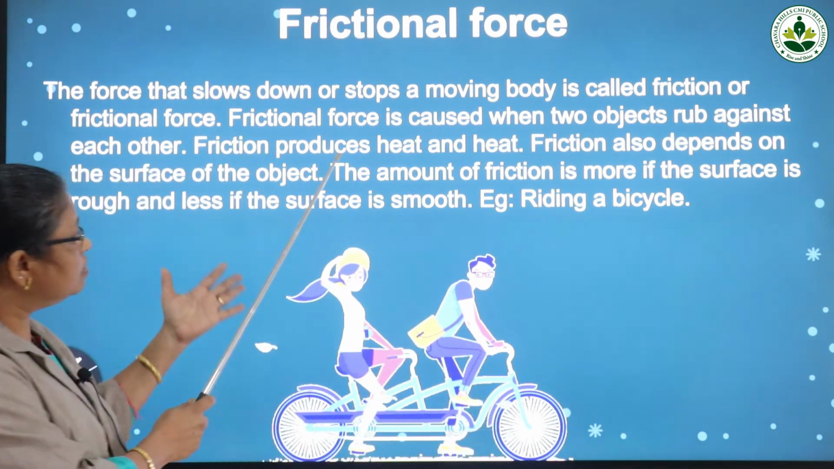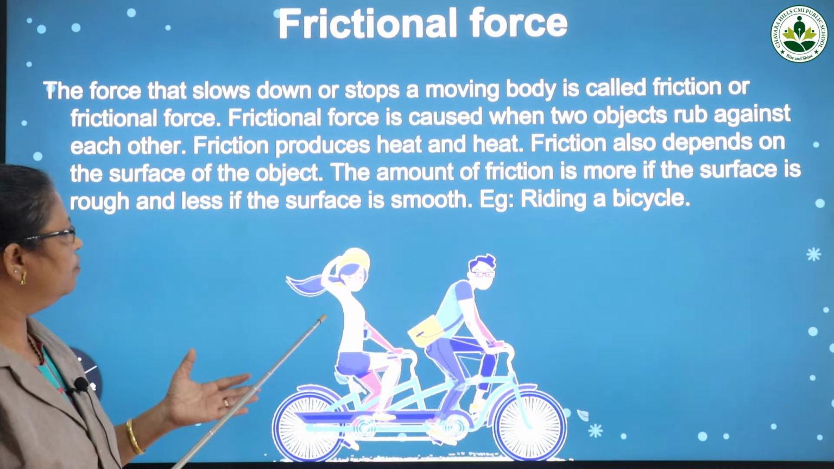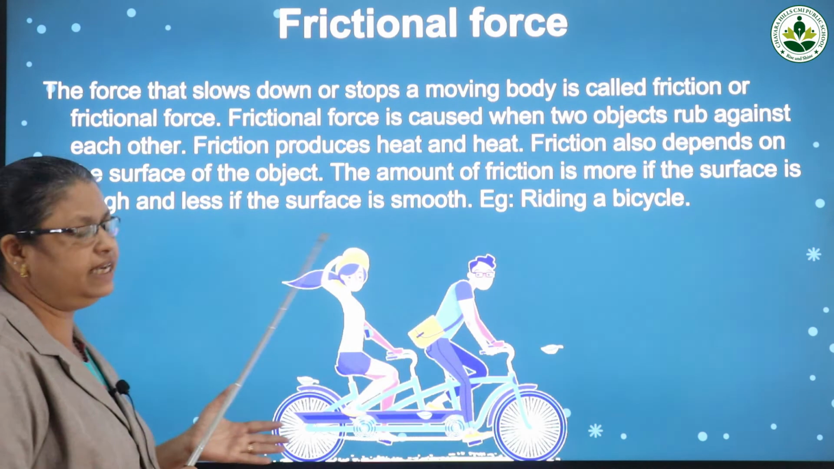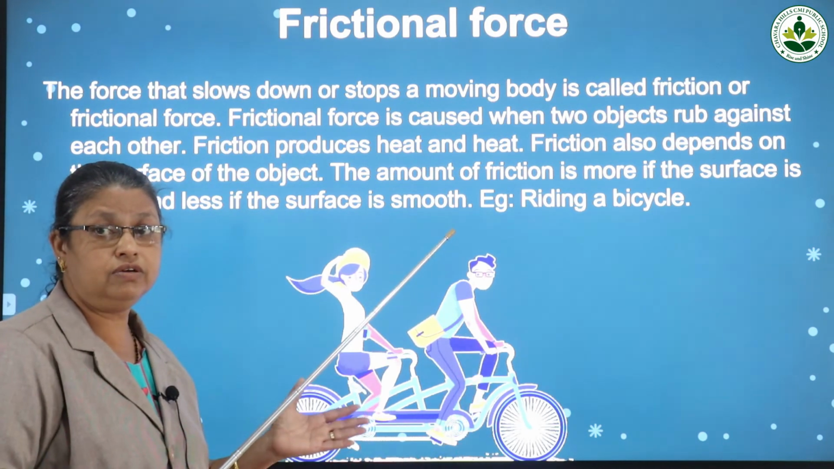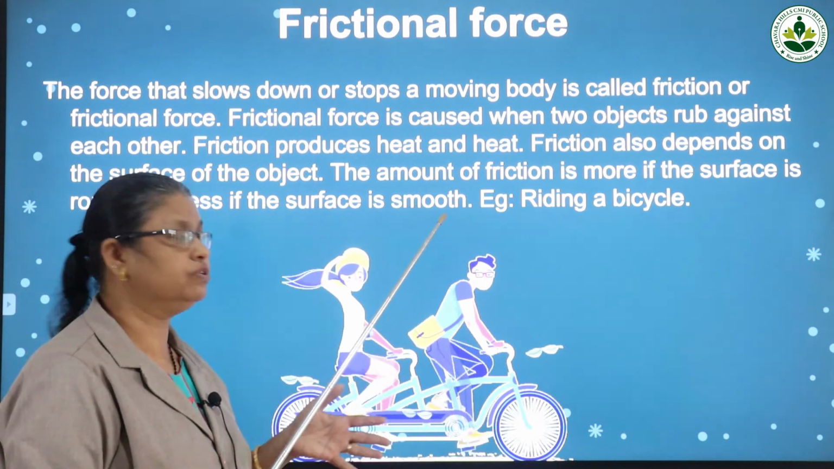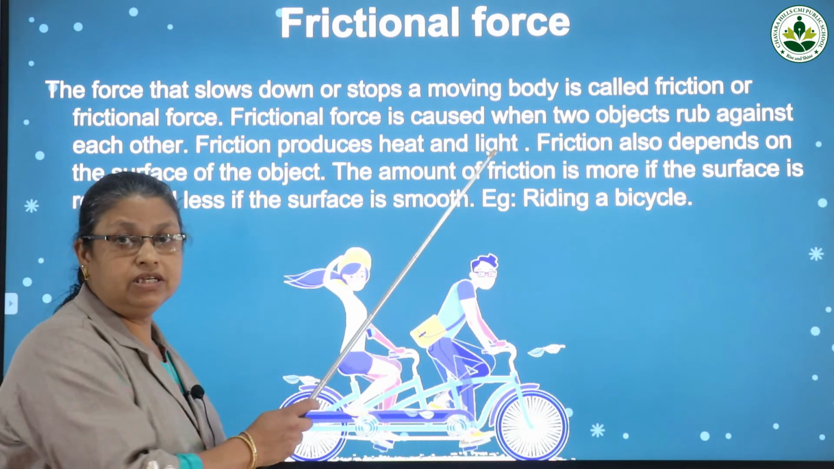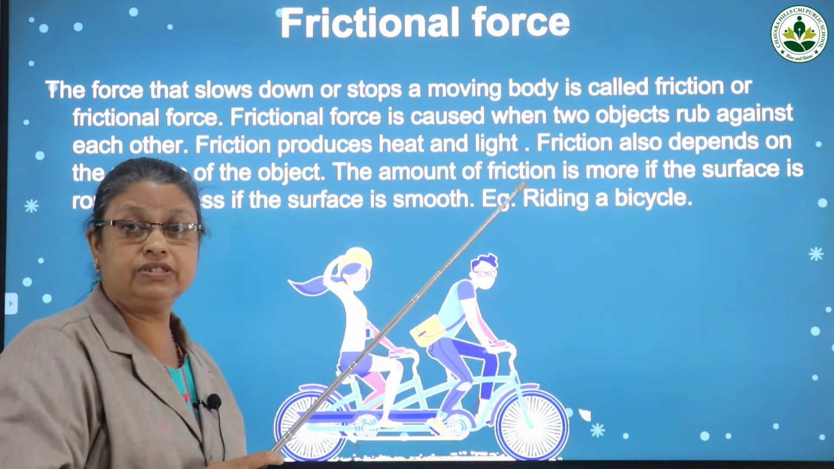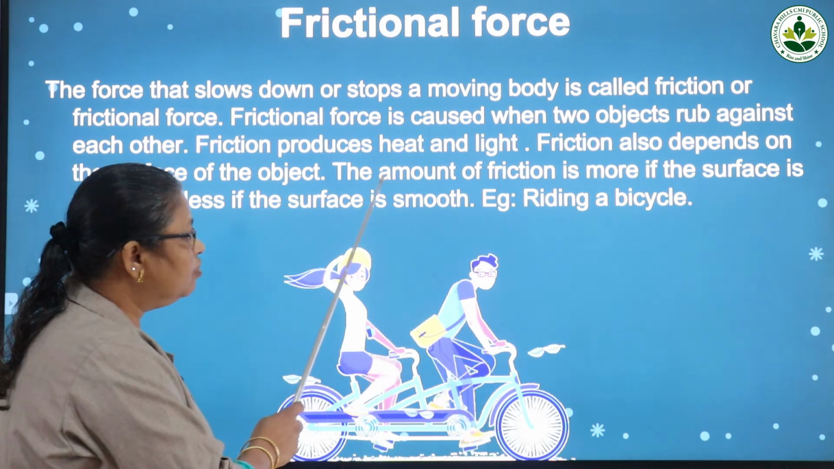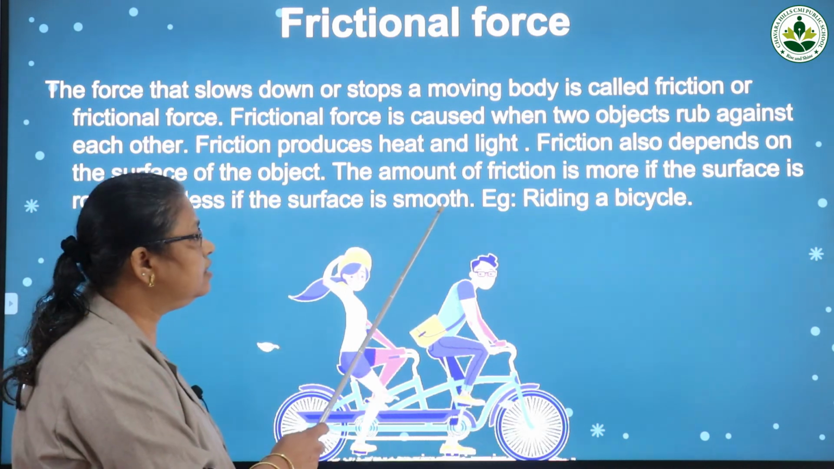Okay. The force that slows down or stops a moving body is called friction or frictional force. Okay. Frictional force is caused when two objects rub against each other. So, friction is caused when two objects rub against each other. That time friction is produced. Friction produces heat and light. Sometimes it produces light or sometimes it produces heat. Friction also depends on the surface of the object. The amount of friction is more if the surface is rough and less if the surface is smooth.